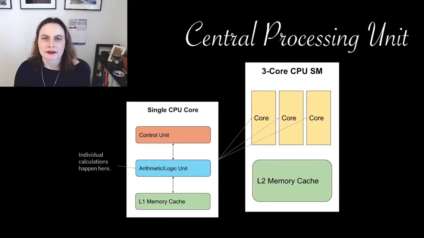Now let's take a look at the central processing unit, or CPU. As you can see on the left, the elements of the CPU core are relatively simple. A control unit, an arithmetic logic unit, which is the home to most of the calculations that are completed, and then the level 1 memory cache. In a CPU microprocessor, you may have multiple cores as shown on the right. And then you'll have an additional level 2 memory cache that is also available for the processes to use.